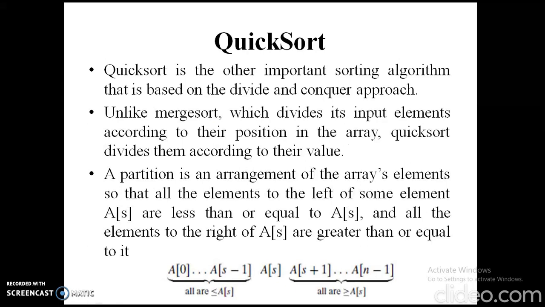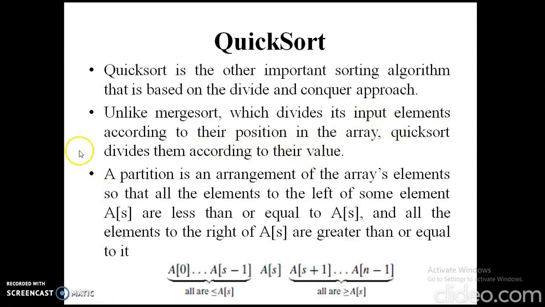Quicksort is another important sorting algorithm based on the divide and conquer approach, wherein the problem is divided into two sub-problems, the sub-problems are sorted, and then they are combined in order to get the solution to the original problem. Unlike merge sort, which divides its input elements according to position, that is, according to the mid position in the array, quicksort divides the elements according to their value, not based on position.